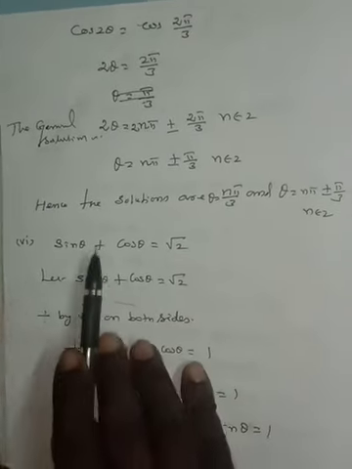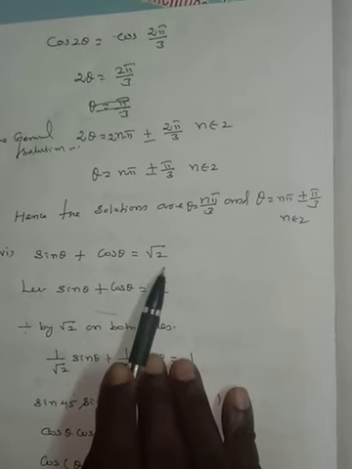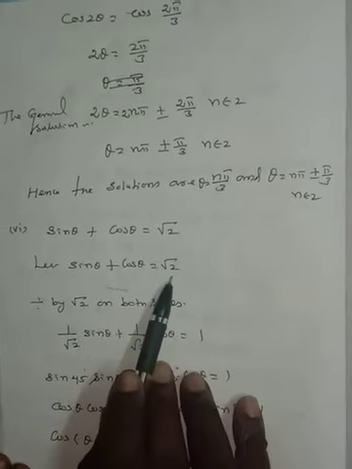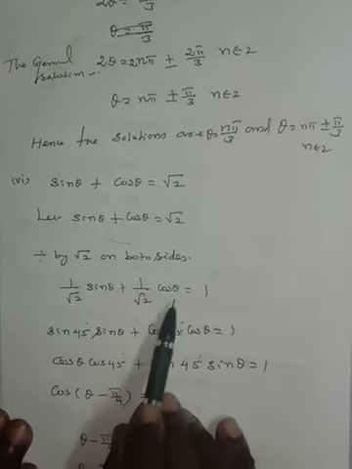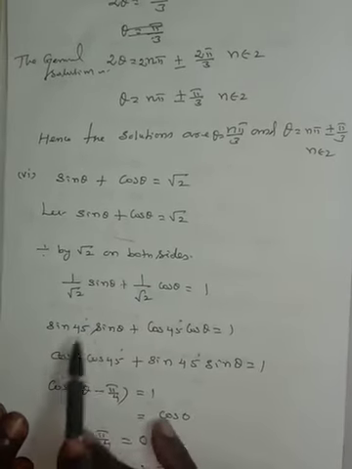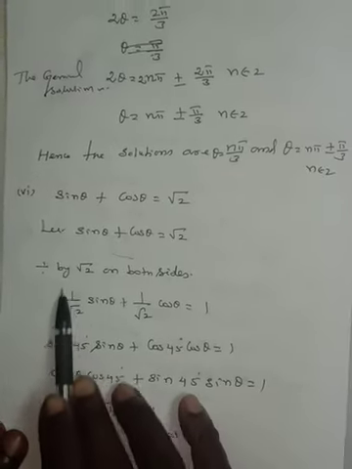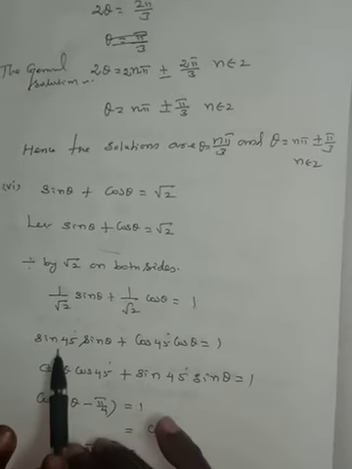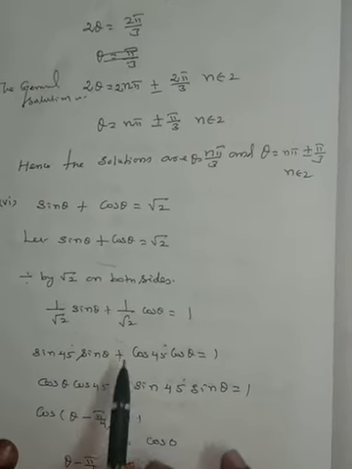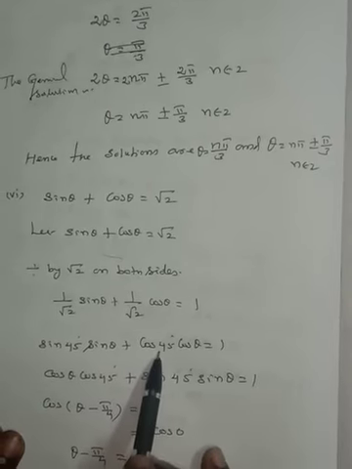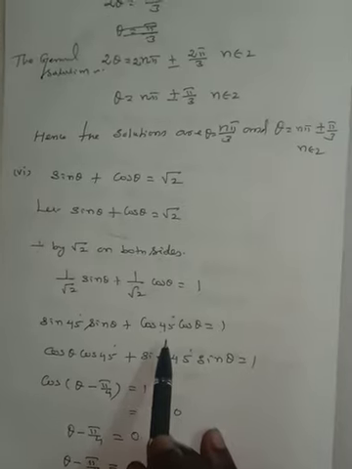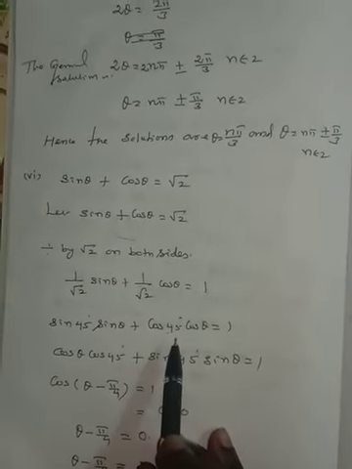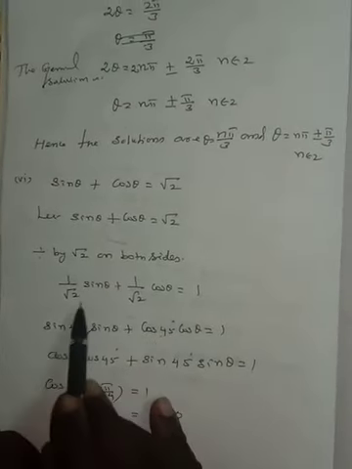Question number 6: sin theta plus cos theta is equal to root 2. Divide through by root 2 on both sides, we get 1 by root 2 into sin theta plus 1 by root 2 into cos theta is equal to 1. First take 1 by root 2 is equal to sin 45. Next take 1 by root 2 is equal to cos 45. Why? The reason is, cos 45 is equal to sin 45 is equal to 1 by root 2.